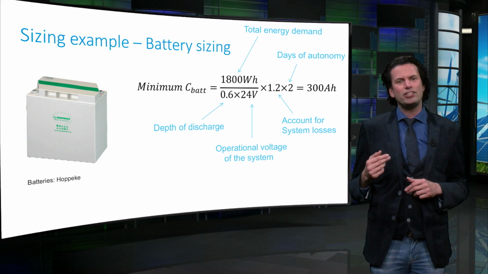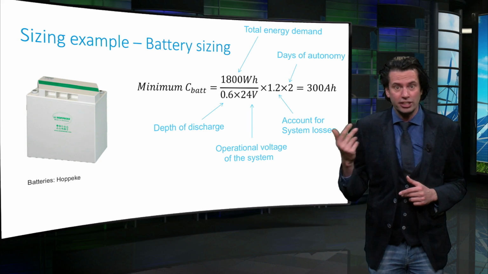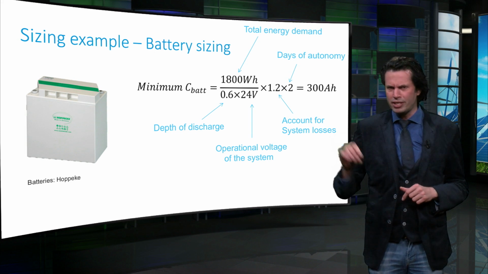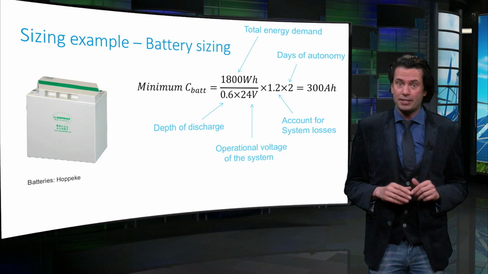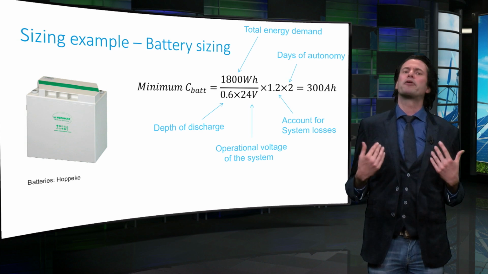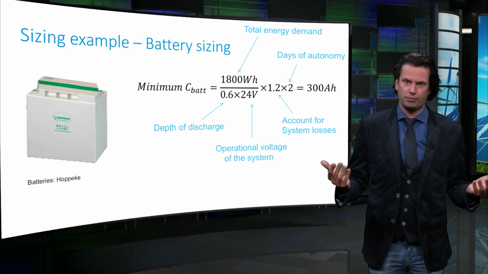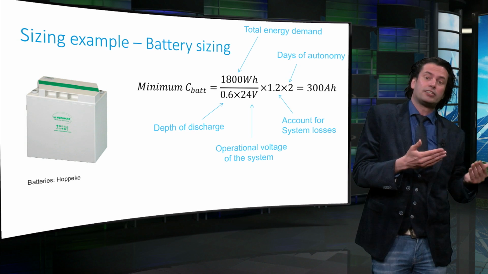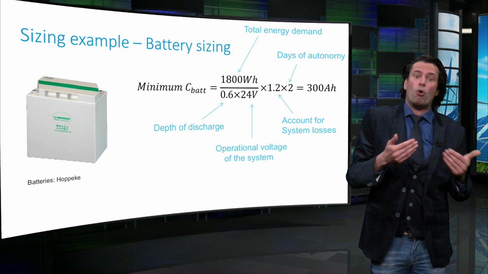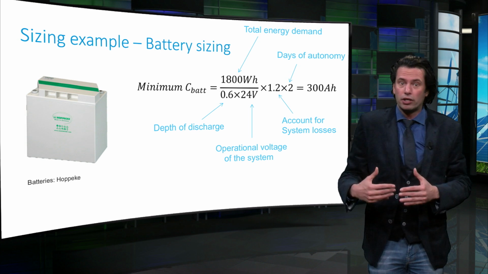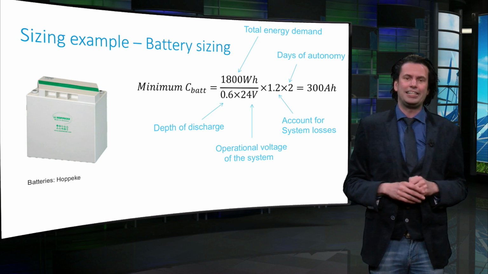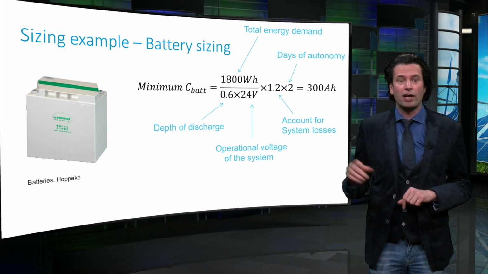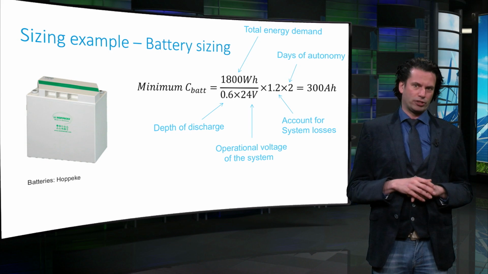Note that the days of autonomy and the system losses tend to increase the battery bank size. Also note that the lower the battery depth of discharge, the higher the battery bank capacity requirement. On the other hand, the higher the battery depth of discharge, the battery can be discharged more and therefore lower the battery bank capacity needed. So this gives us a minimum battery capacity of 300 amp hours.